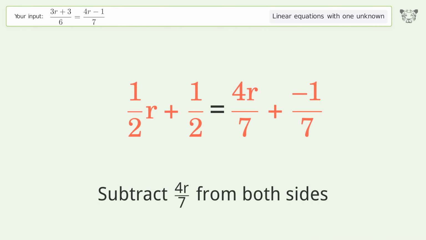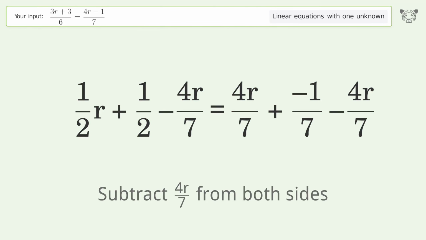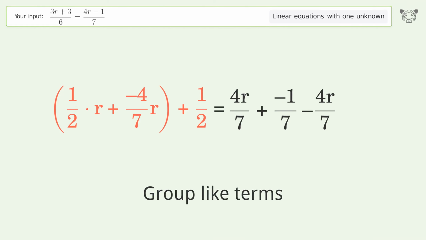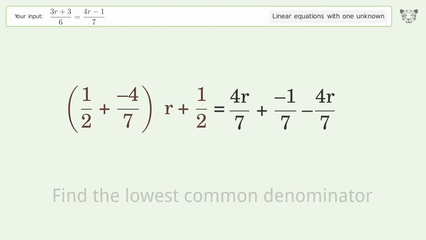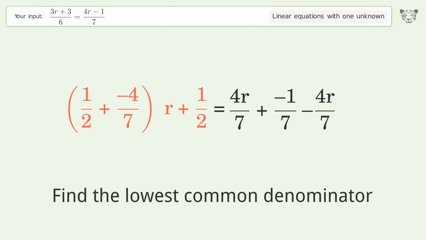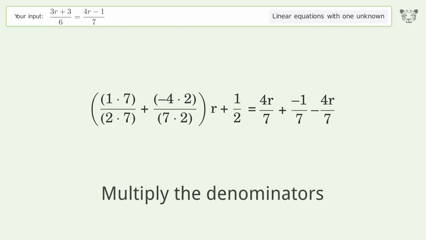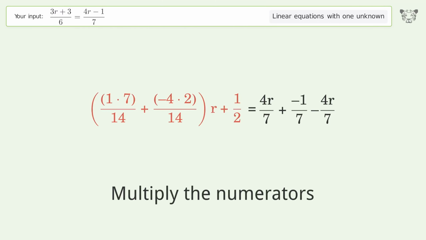Subtract 4r/7 from both sides. Group like terms. Group the coefficients. Find the lowest common denominator. Multiply the denominators. Multiply the numerators.